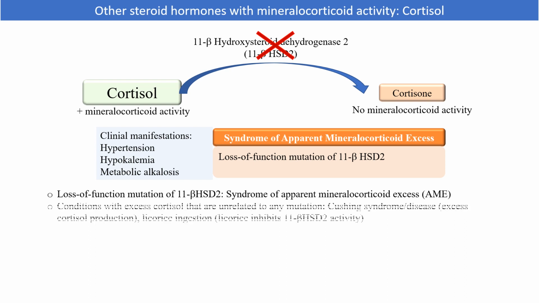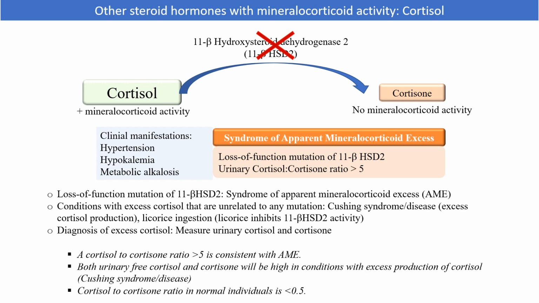Of interest, other acquired conditions associated with elevated cortisol levels that can give rise to the triad of hypertension, hypokalemia, and metabolic alkalosis include Cushing syndrome or disease and licorice ingestion. The former is due to excess cortisol production from adrenal glands, and the latter is due to inhibition of the enzyme 11-beta-hydroxysteroid dehydrogenase 2. The diagnosis of these conditions may be made with urinary measurements of cortisol and cortisone. A urinary cortisol to cortisone ratio greater than 5 is consistent with the syndrome of apparent mineralocorticoid excess.